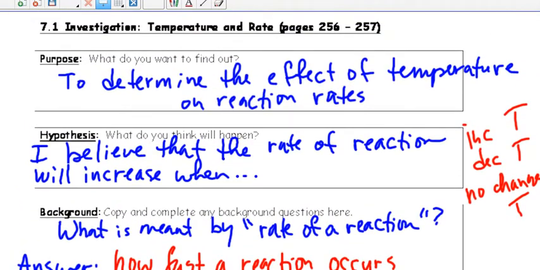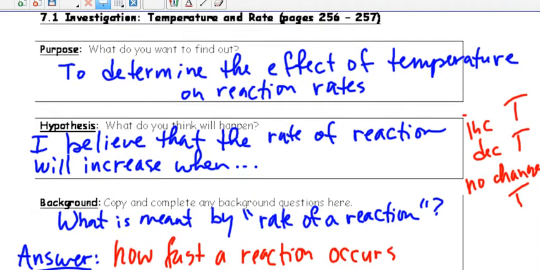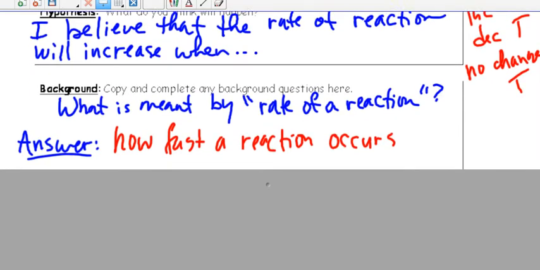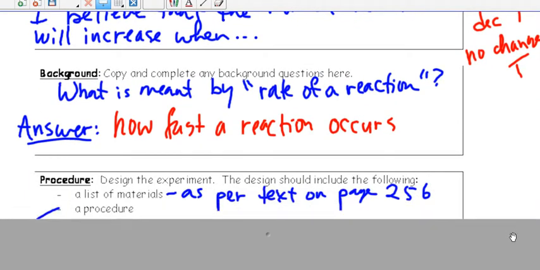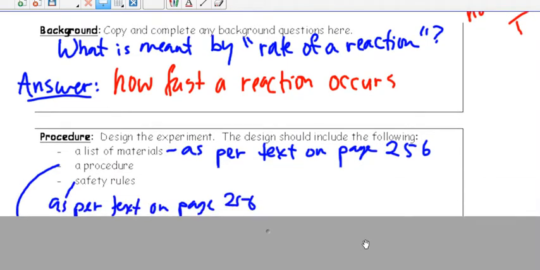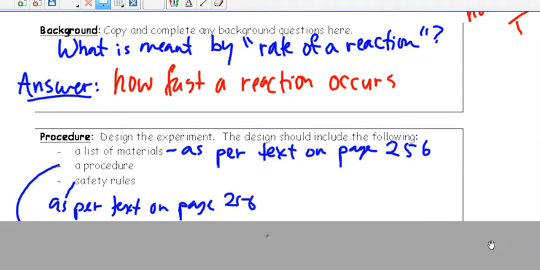So this lab is based on the textbook, page 256 to 257, which uses Alka-Seltzer tablets, dropping Alka-Seltzer tablets in water, watching them dissolve, and then when they're done dissolving, that's the end. So we're looking at the rate of Alka-Seltzer tablets disappearing. Now I changed up the lab a little bit, so that's outlined by the bottom here. For the most part, the materials you'll be using are the same ones on page 256. The procedure is somewhat similar, safety precautions similar.